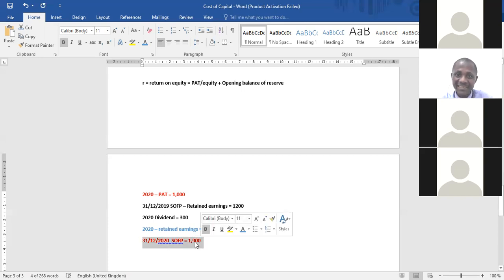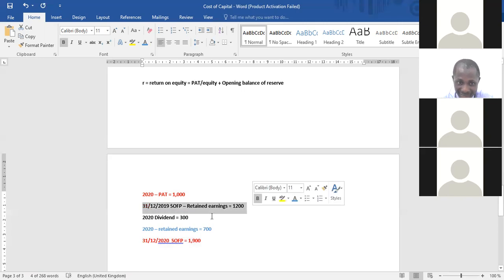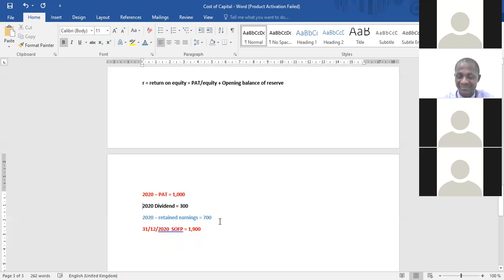So if you are given a statement of financial position on this date and you are seeing 1,900, it means that is the closing balance. That is not the opening balance. This is the opening balance. This is the closing balance. You understand? The question will not give you this. The question will only give you the closing balance.